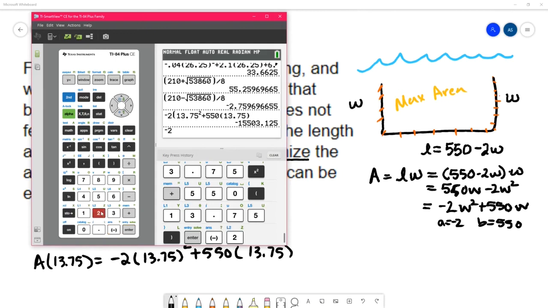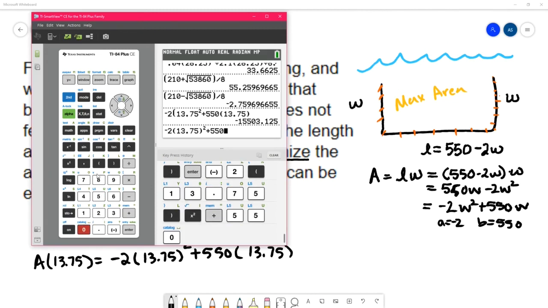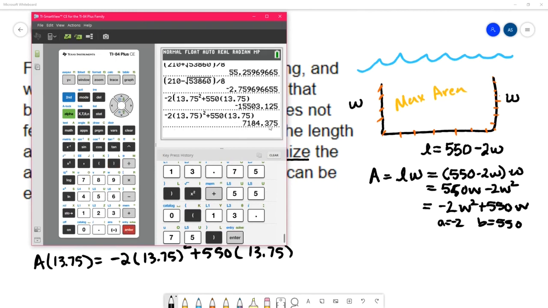So -2 times 13.75 squared plus 550 times 13.75. So our maximum area would be 7,184 and 375 thousandths. So 7,184.375.